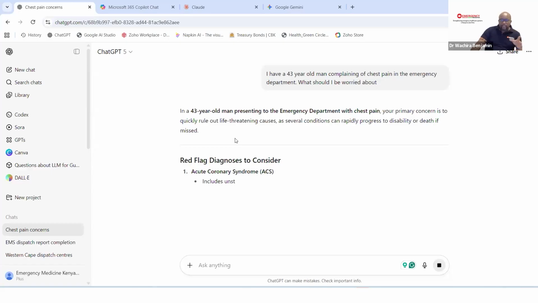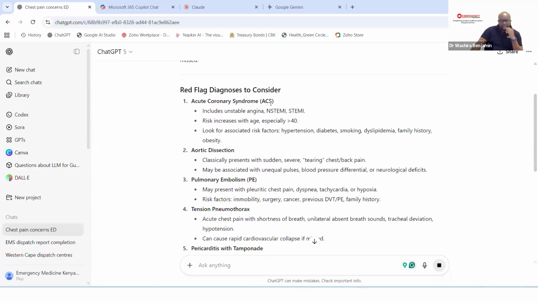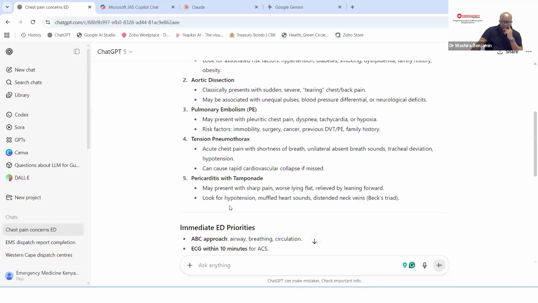Okay, and so you can quickly see it says, in a 43-year-old man with emergency chest pain, your primary concern is to quickly rule out life-threatening causes. So the moment I mentioned I'm sitting in the emergency department, then immediately it picks up that I potentially need to rule out what is life-threatening in the emergency department. Several conditions can rapidly progress to disability or death if missed. So the keywords, it's telling me: acute coronary syndrome, aortic dissection, pulmonary embolism, tension pneumothorax, pericarditis.